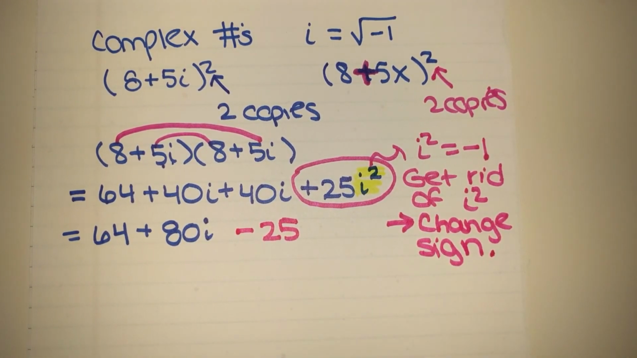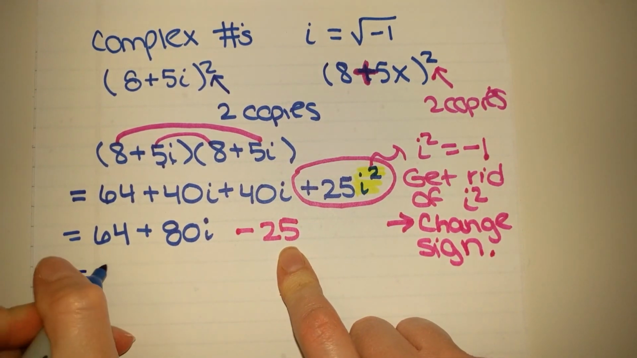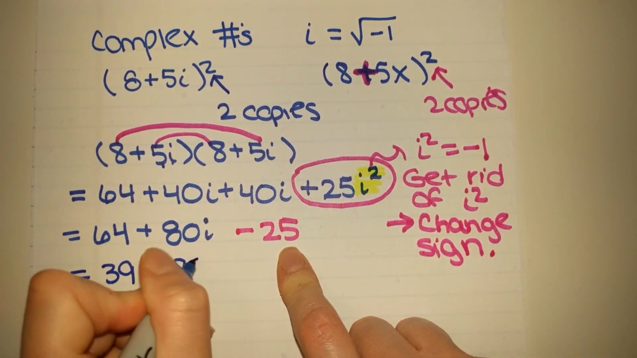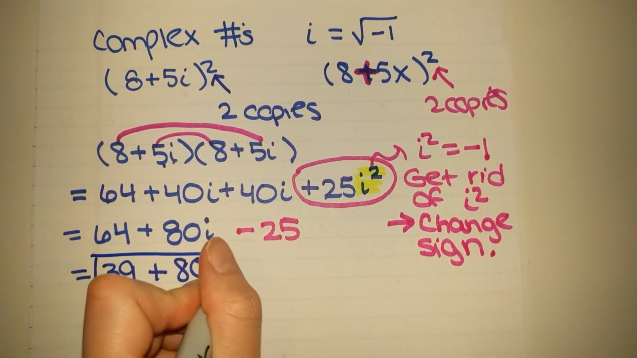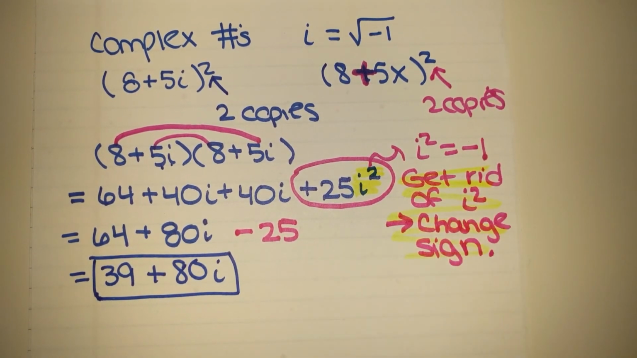And then now we have like terms to combine, the 64 and the -25. So that gives us 39 plus 80i. So again, with multiplication, we FOIL it out and then combine like terms, keeping in mind that if we get rid of i squared, we will need to change the sign.